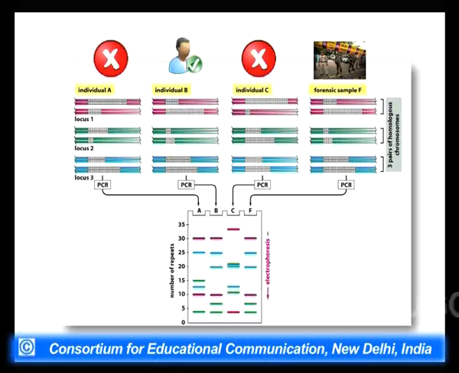Apart from forensic science, this DNA fingerprinting is also now being used for checking paternity and maternity disputes. So DNA fingerprinting has enlarged its niche into different fields, and it is now actively used in different fields.